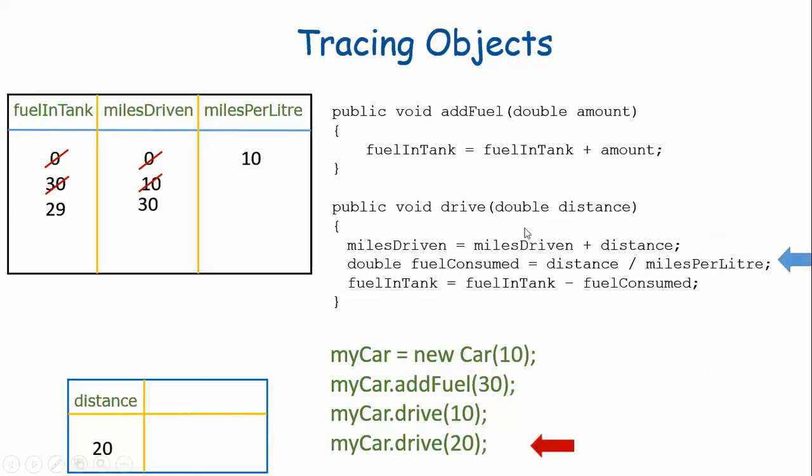The next statement updates fuel consumed based on the current distance. Current distance is 20, divided by miles per liter, that is 10, so the new fuel consumed becomes 2. Based on the new fuel consumed value, we have to update fuel in tank. The current value of fuel in tank is 29, minus 2, so the new value becomes 27. So this is how we can trace the execution of methods on a particular object to understand what actually happens when a method is called on objects.